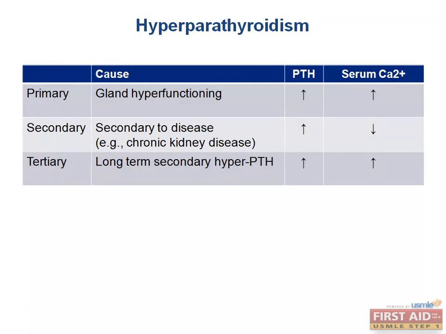Tertiary hyperparathyroidism occurs as a consequence of long-term secondary hyperparathyroidism. Over time, the parathyroid glands are chronically stimulated and they begin to overcompensate and produce excess PTH. As a result, you get elevated PTH as well as elevated calcium levels. We can see on this table that under the setting of primary and tertiary hyperparathyroidism, we have an elevated PTH despite elevated serum calcium levels, while in secondary hyperparathyroidism, we have low serum calcium but a high PTH, as this is a normal physiologic response to the low calcium levels.